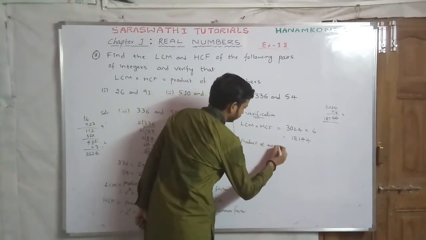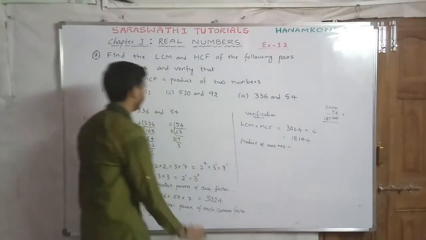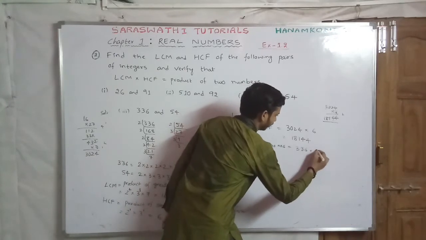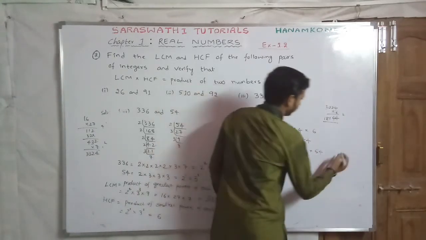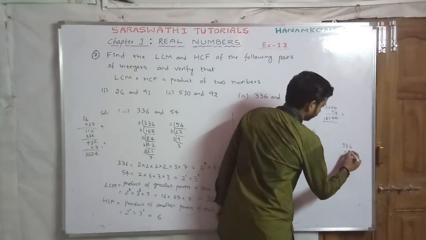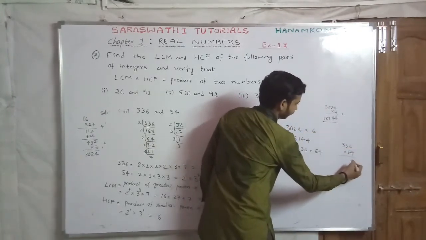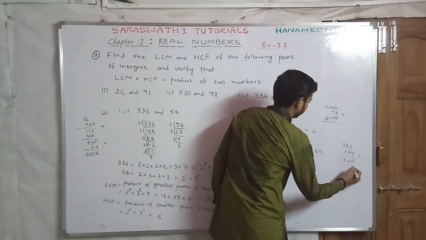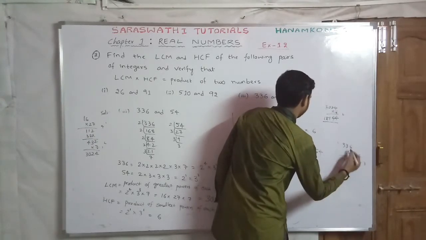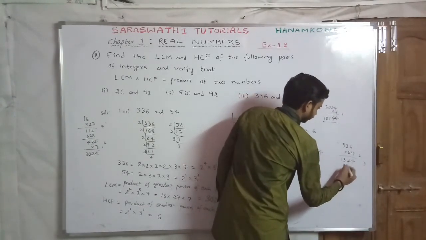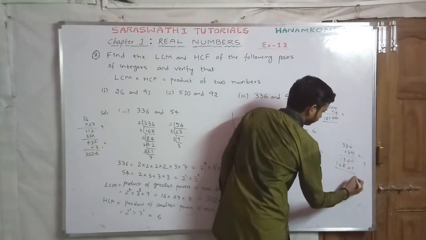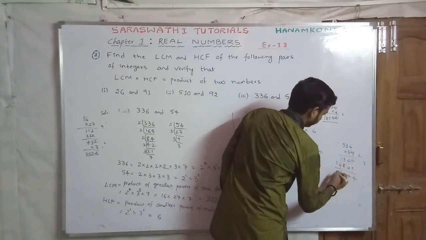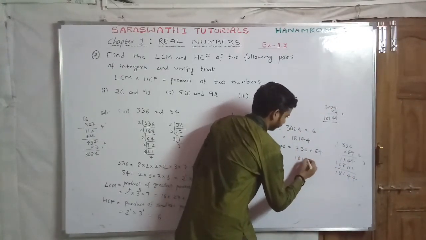Since the given numbers are 336 and 54, the product of the two numbers is 336 into 54. So let us find the value. 4 sixes are 24. 4 threes are 12 plus 2 is 14. 4 threes are 12 plus 1 is 13. Next, 5 sixes are 30. 5 threes are 15 plus 3 is 18. 5 threes are 15 plus 1 is 16. So we have obtained 18144.